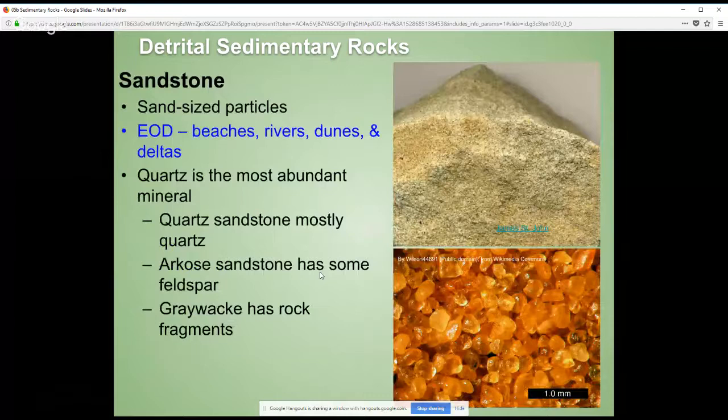Next size down, sandstone with sand-sized particles. Possible environments of deposition include beaches, rivers, dunes, anywhere that you see sand in the modern world accumulating naturally. That is a likely environment of deposition of sandstone. Quartz is the most abundant mineral within sandstone. Here's a close-up microscopic picture of a quartz arenite sandstone with these beautiful polished quartz grains glued together. If it contains feldspar, you have an arkose, and a graywacke contains rock fragments.